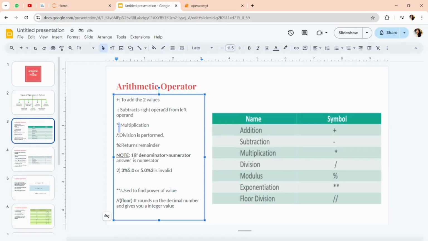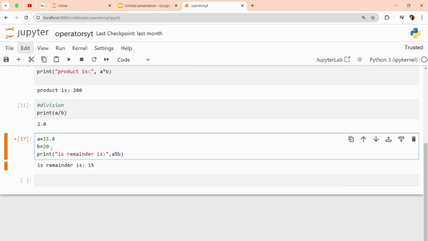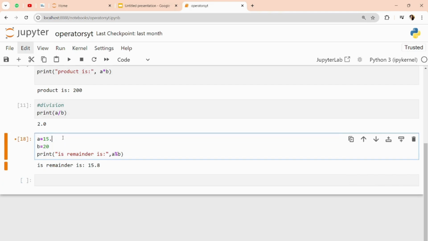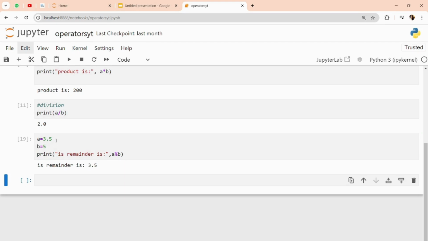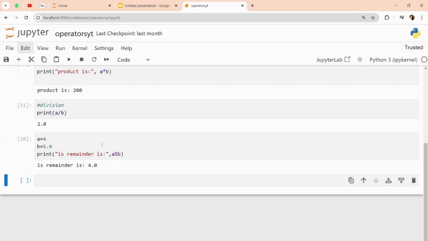Now let's check the another condition, which is if we have floating values in denominator or the numerator, what will we get? So I will just give 0.8. Okay, just run this. You got 15.8. The division, it means that the division is not happening. It's returning whatever the value you're giving, it's the same. So if I give 3.5 and here something like 5, you got 3.5. So let's take here 4 and here 5.4, you got 4. So the answers are invalid here in modulus.